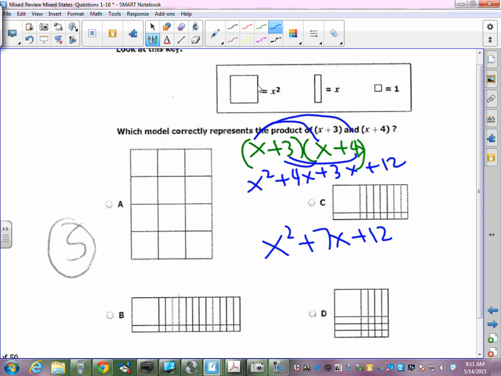First of all, I'm looking for how many x squares? All right, can't be A because there's a bunch of it. That has 1x squared. The rest of them have 1x squared. We need how many x's? 7. And that's what an x looks like. So I'm looking for one that has exactly 7 of those in it, and then exactly 12 ones. So what's there? Let's see, that's 1, 2, 3, 4, 5, 6, 7, 8 x's. Can't be right. Which one is it? D. It's D, because you got 4 there, 3 there, so 7 x's, and then you got 12 ones.